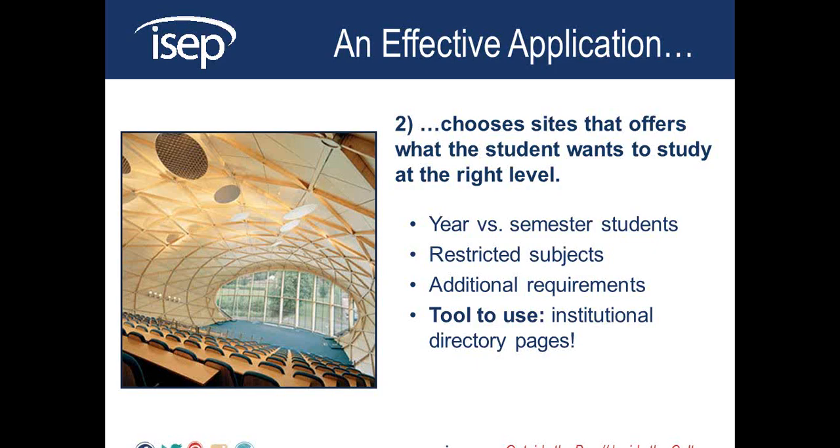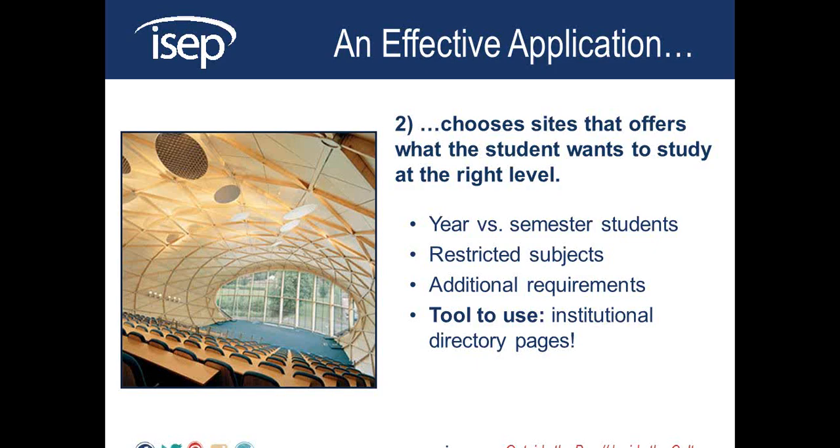There are some common ways that you'll see restrictions within the UK. One of them is a semester versus year placement. Some of our universities offer courses on a year-long basis rather than by the semester. Some offer a mix of year and semester courses depending on the subject. Often, students applying for a year will have more flexibility in which courses they can take.